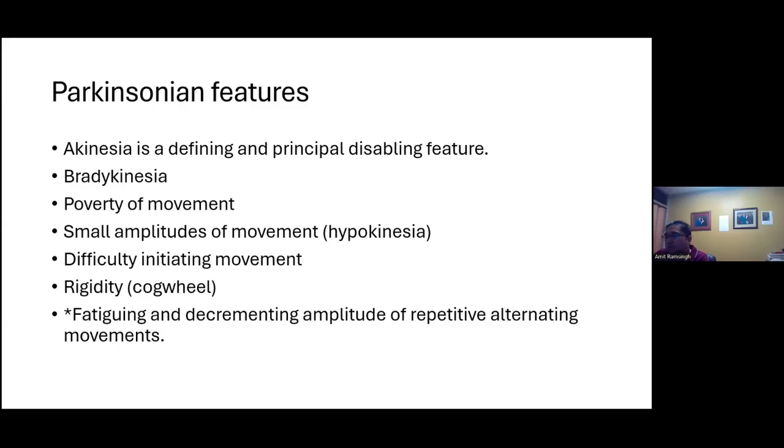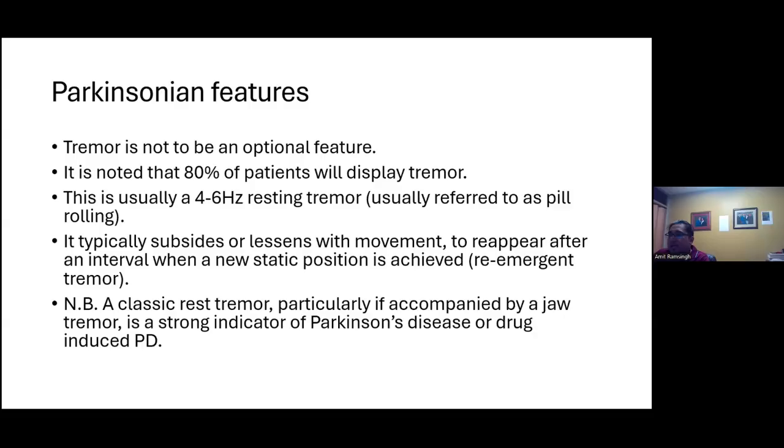right? But this is not always present. And another thing is that there's usually fatiguing and decrementing amplitude of repetitive alternating movements. And this particular feature distinguishes it from true akinesia from pyramidal or cerebellar disorders or slowing. One thing to note again is that tremor may not be a major feature. It features in about 80% of patients with Parkinsonism, and it's usually a 4 to 6 Hz resting tremor. They call it a pill rolling tremor because the patient usually looks as though they're rolling a pill between the index and the thumb.